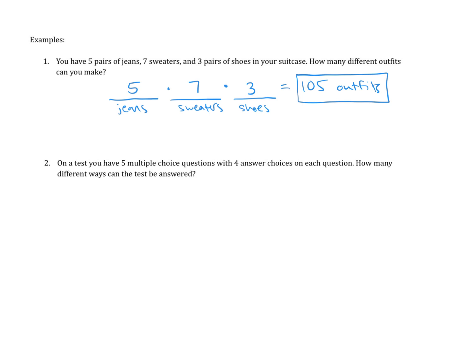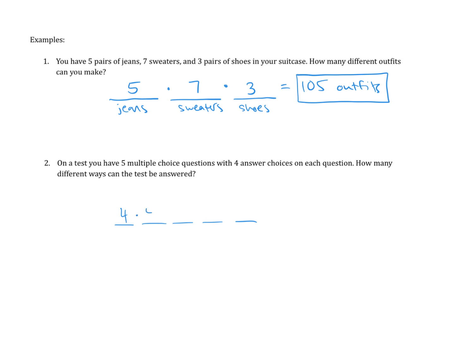On a test, you have 5 multiple choice questions with 4 answer choices on each question. How many different ways can the test be answered? Well, I have 5 questions, so I'm going to make 5 blank spaces. And I think about how many possibilities there are for each question. And each question has 4 answer choices. Imagine I choose A, B, C, or D. That's 4 choices for the first question.